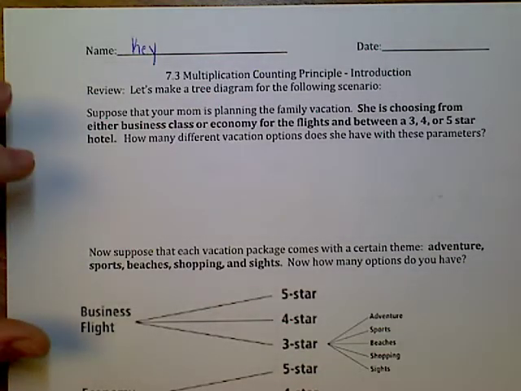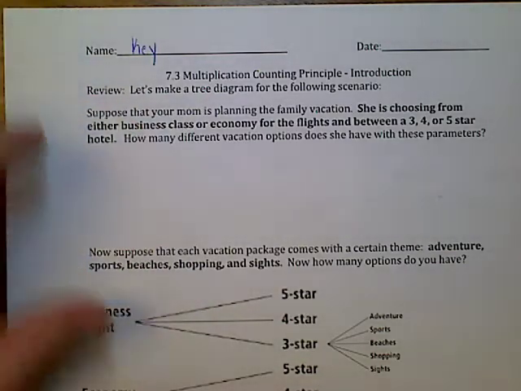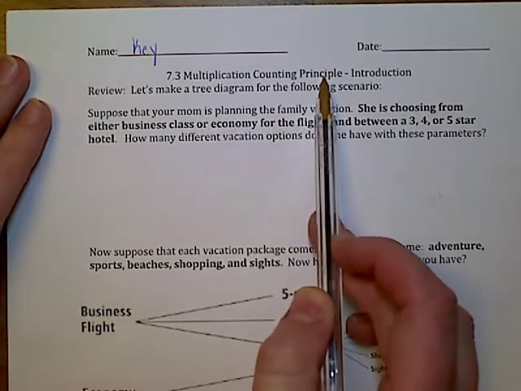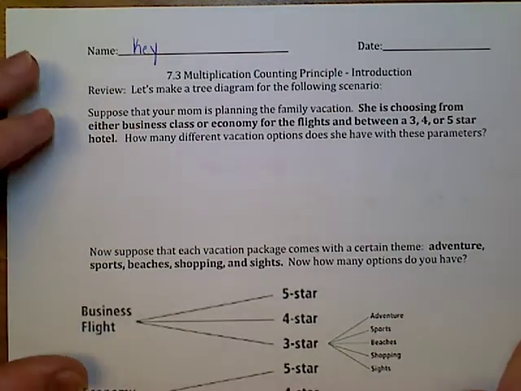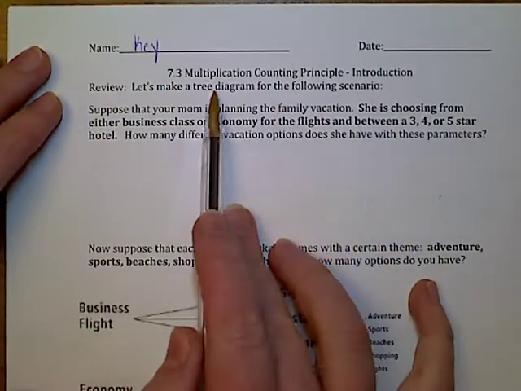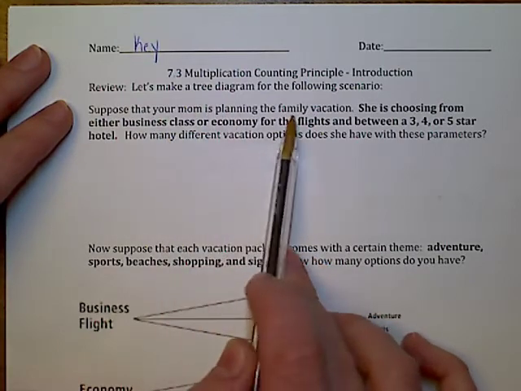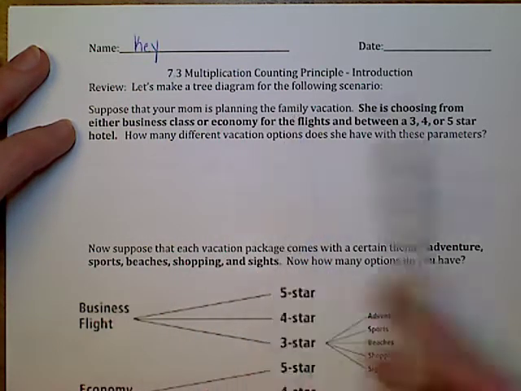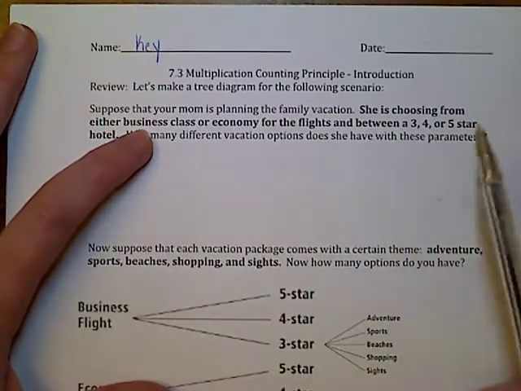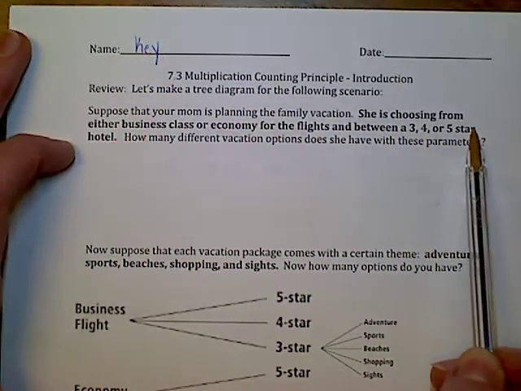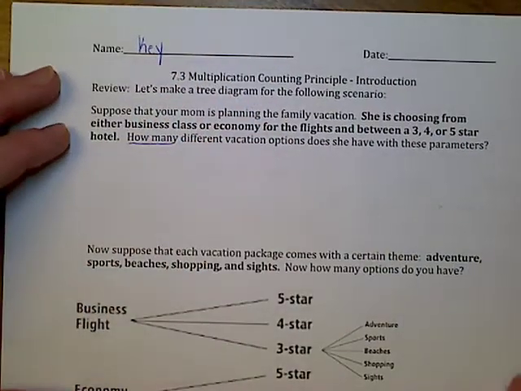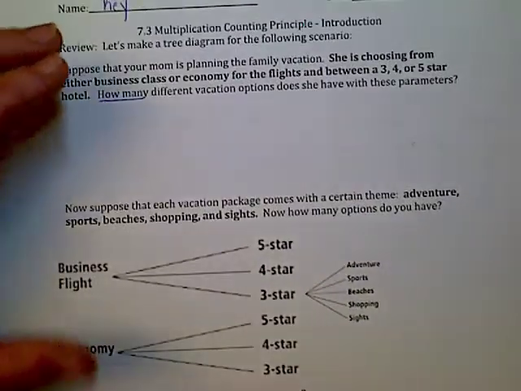Alright guys, I want to start the next part of 7.3, which deals with something called the multiplication counting principle. So I want to give you a little introduction to that. And we're going to start by doing something we already know how to do, which is make a tree diagram. So let's say that we're going on a vacation, and your mom is choosing between either business class or economy for the flights, and between a 3, 4, or 5-star hotel. And we want to see how many different vacation options we have with these stipulations.